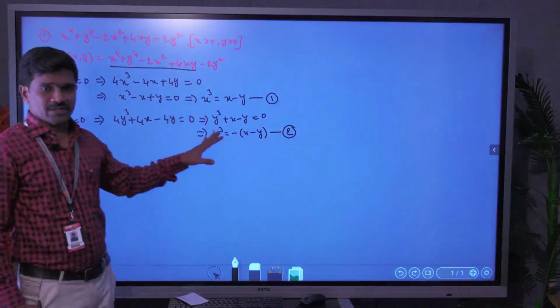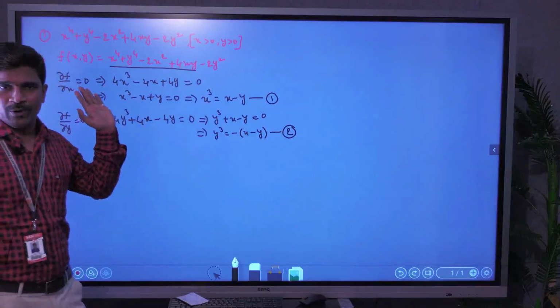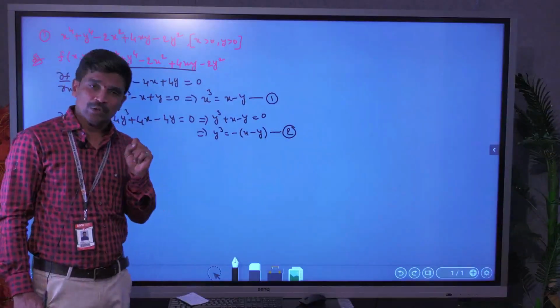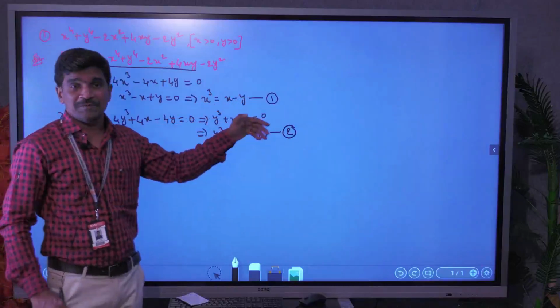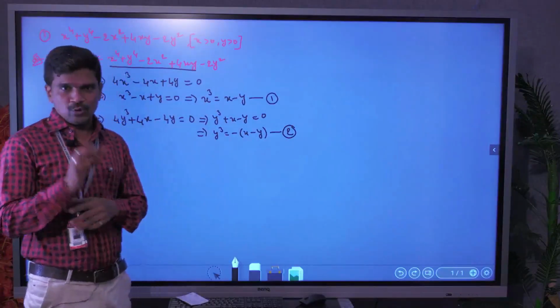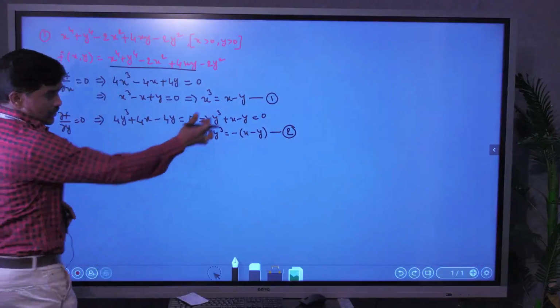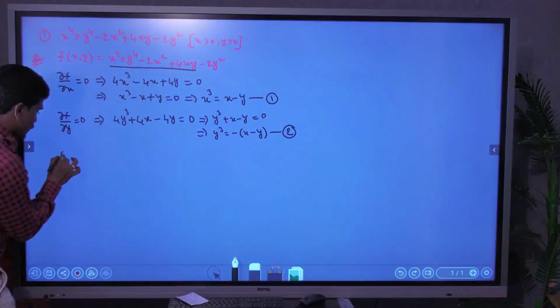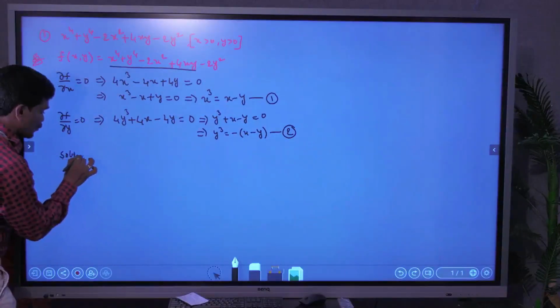So we get two equations from the first condition: dou f by dou x is equal to 0 and dou f by dou y is equal to 0. Now solving these two equations to get pairs of values. So what are the points here? Now solving 1 and 2.